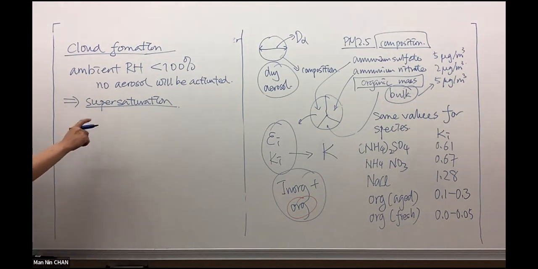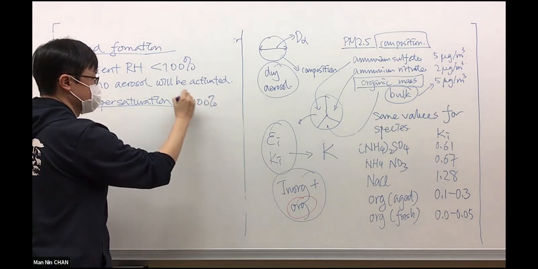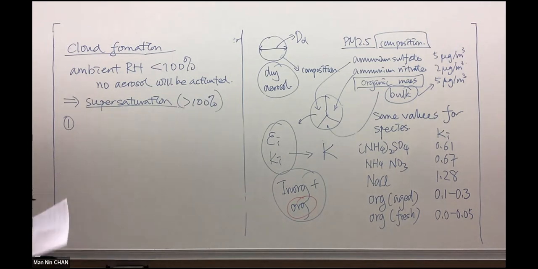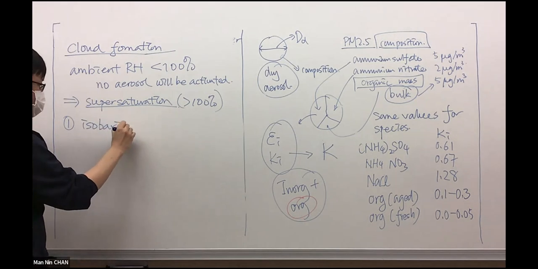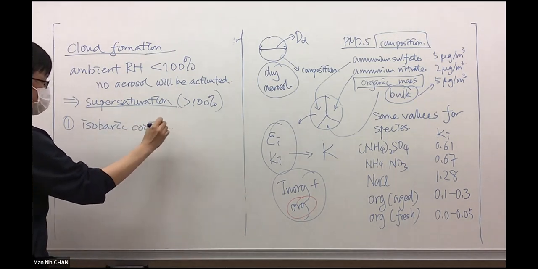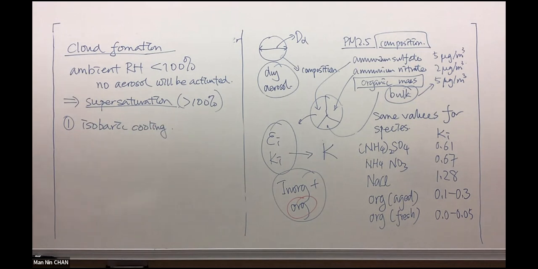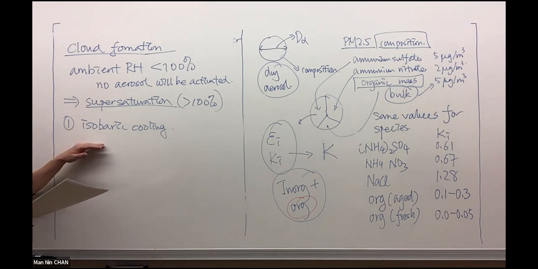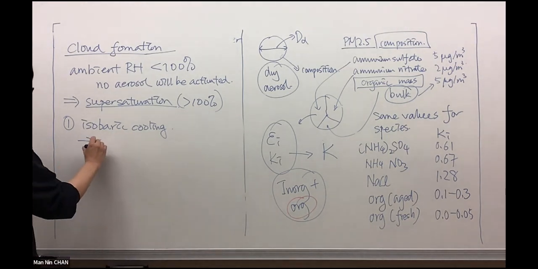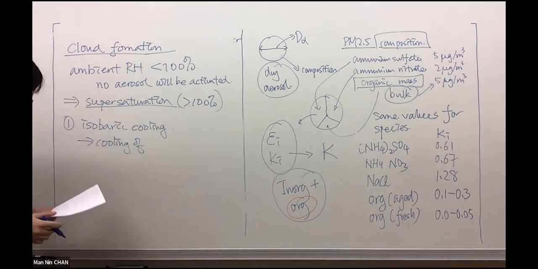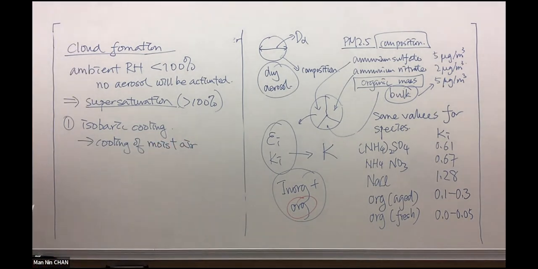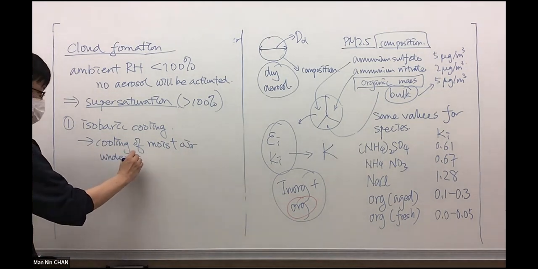And then how can we achieve this supersaturation? Usually there are two processes. I think you have the idea. One is called isobaric cooling. Basically, think about it, you have an air mass near the surface, then you have cooling. You have some warm environment, and then you go to some cold environment. So you have the cooling of moist air under constant pressure.